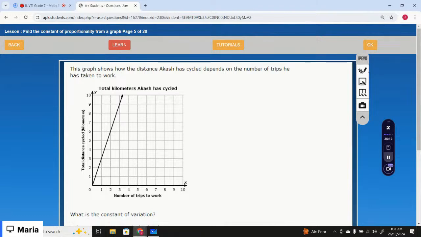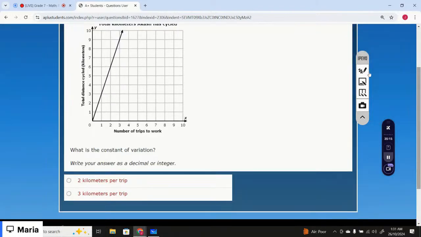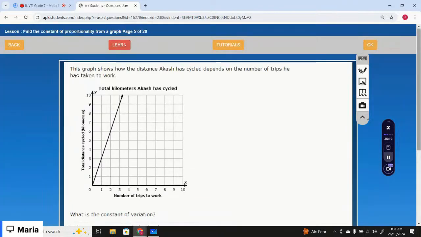The correct option is that is 3 kilometers per trip. Very good. Okay, you can complete the lesson by yourself later today. Let me just move on to the next lesson.